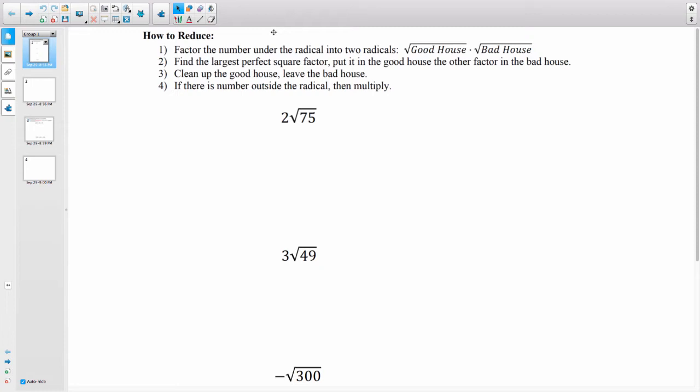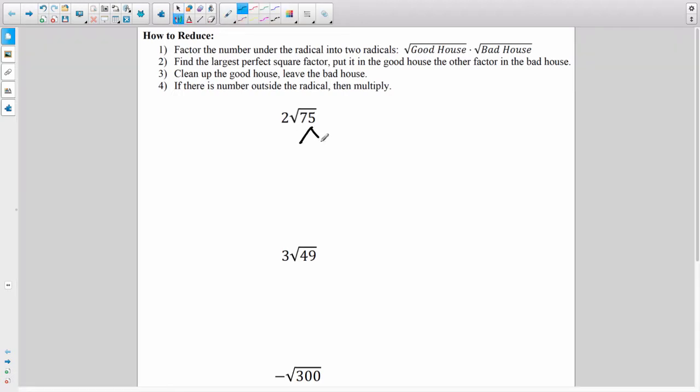Okay, so here's my idea on this. When you simplify radicals, you try to factor the number under the radical. So here we have like 75, right? You want to make that into a good house and a bad house. So, okay, let's find factors of 75 so that on the left radical, you can put perfect squares, and on the right one, you put not so perfect squares. That's why you call them good houses and bad houses. So 75. Factors of that, I don't know, 75 and 1, and there's really not a lot more. It's really 25 and 3.